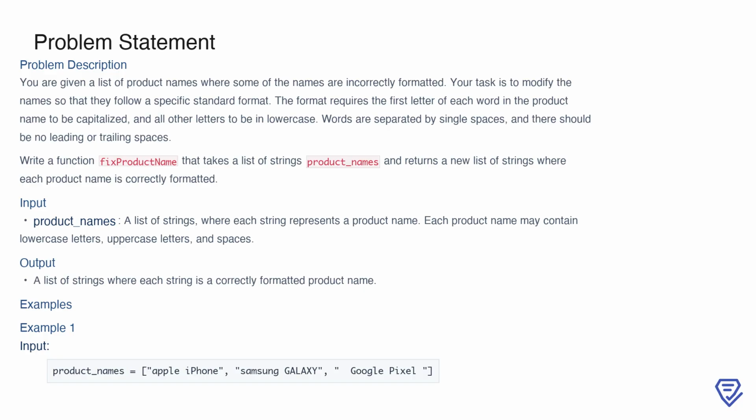To achieve this, we will write a function called fixProductName that takes a list of strings, called product_names, and returns a new list with the corrected formatting. The input consists of product names that may have a mix of uppercase and lowercase letters, as well as extra or inconsistent spacing. The output is a list of properly formatted product names that adhere to these rules.